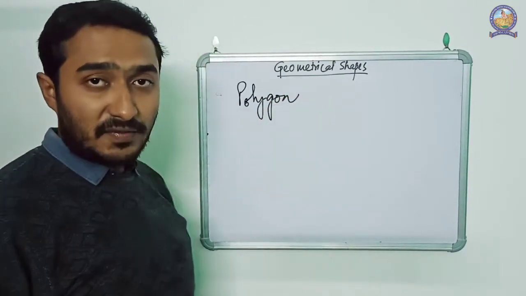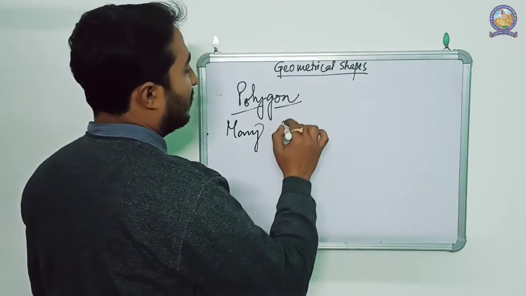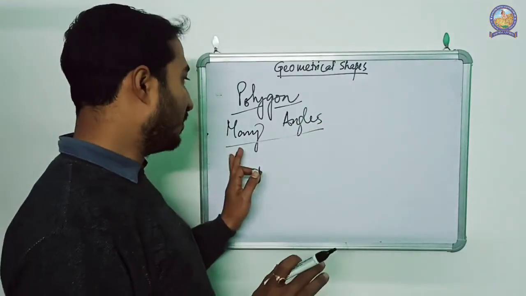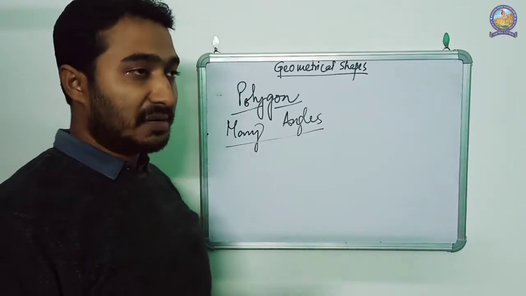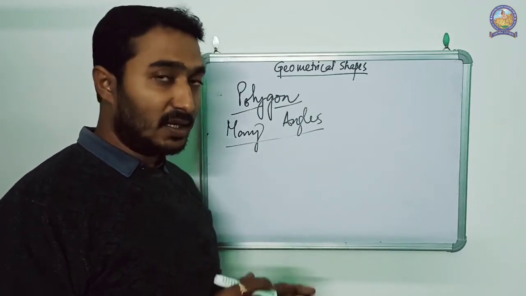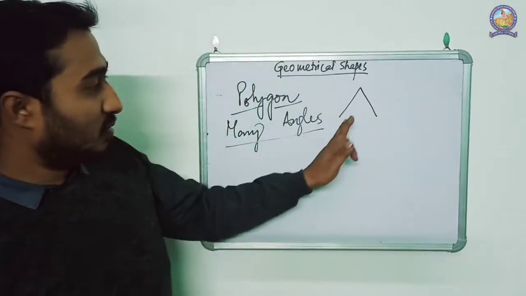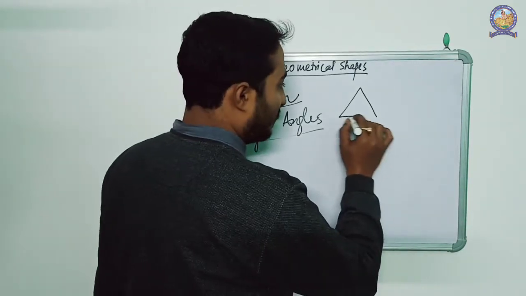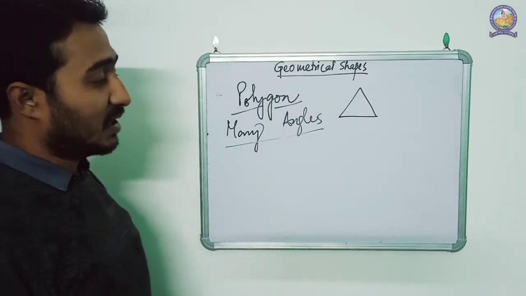This word has been derived from Greek. Poly means many and gon means angles. So a closed figure having many angles is a polygon. The smallest number of sides or angles in a closed figure is that of a triangle, because with 2 line segments we cannot make any closed figure. So we need at least 3. If we take 3 sides or 3 angles in a closed figure, it forms a triangle.